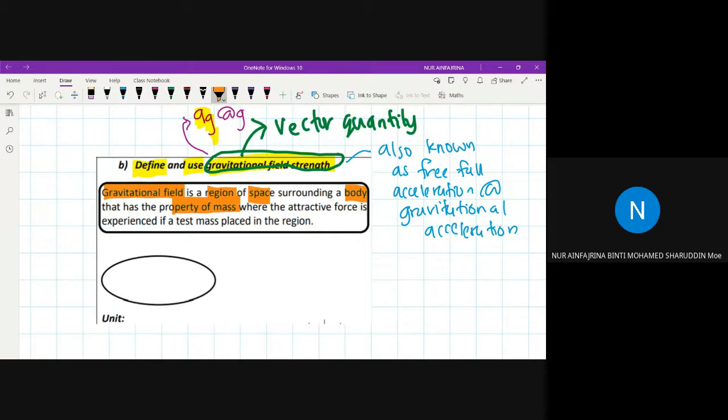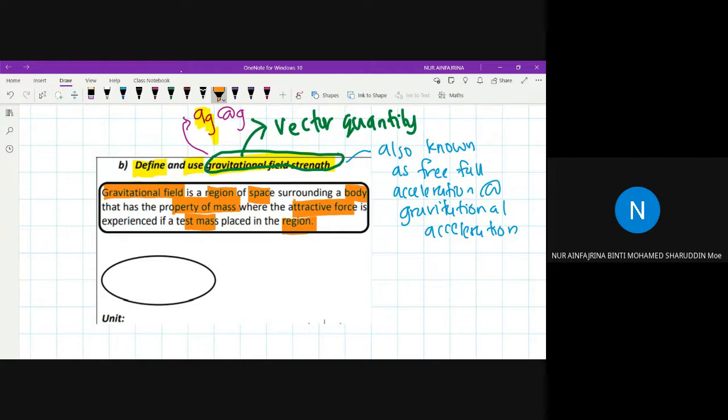Okay, kalau tak ada mass, kita tak boleh ada gravitational field. Dia kena ada mass dulu, di mana attractive force dia is experienced if a test mass placed in the region. Okay, kalau test mass tu placed in the region, apa maksud dia sebenarnya?